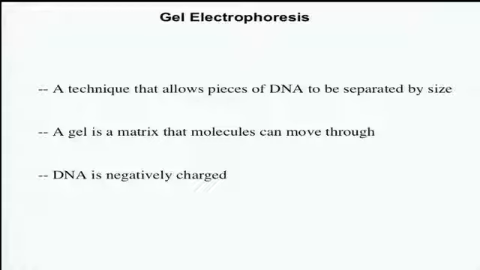This technique is called gel electrophoresis. And there are 3 things that I'd like you to remember about gel electrophoresis. The first is the main point, which is that it's a technique that separates DNA by size. The second is how it works. So you actually put the DNA of people into a slab of gel that feels a lot like Jell-O or gelatin. Now this gel is a matrix.